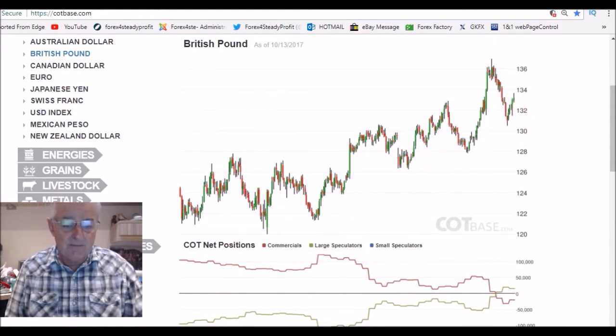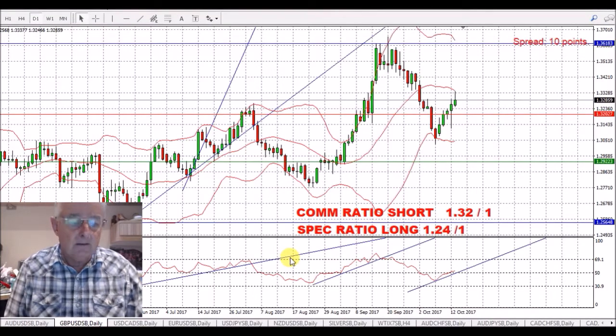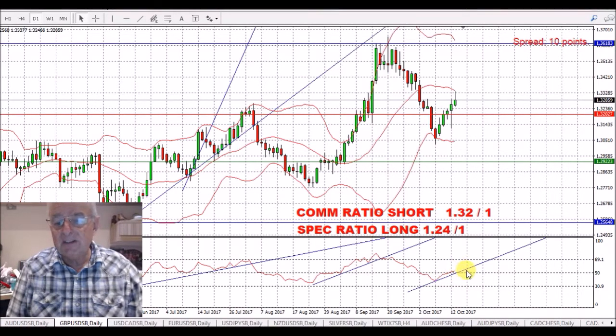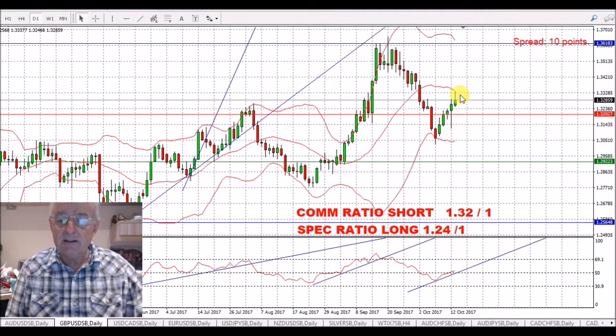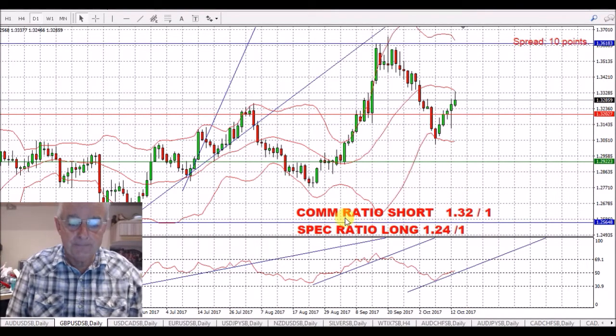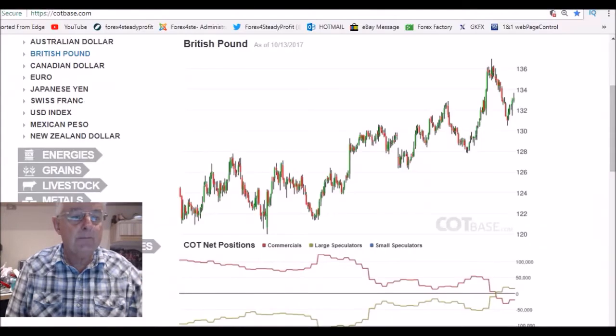So if we go over to the chart, yeah, here we go. We've got our trend line on the RSI, and we're waiting for this to come back and cut back down through to give us a sell signal. We have a commercial short ratio of 1.32 to 1. Next one we've got up, Canada.